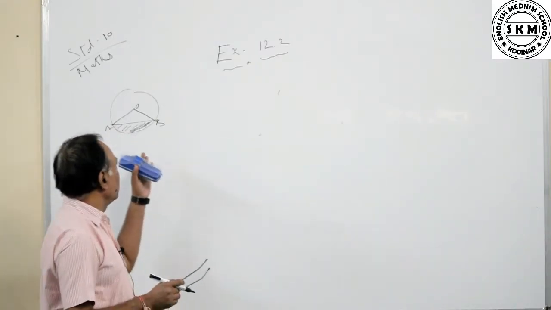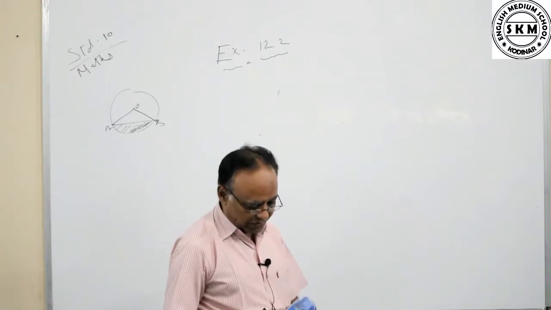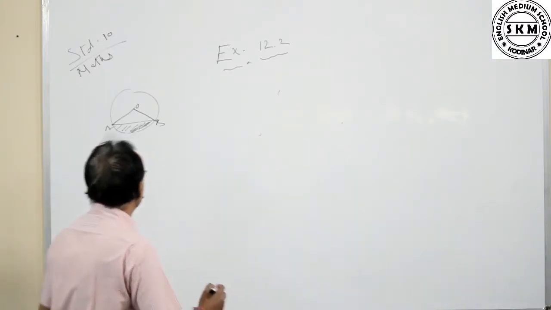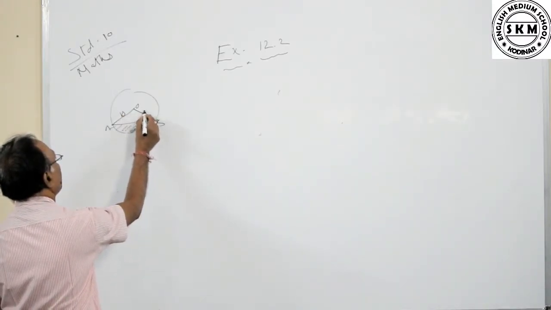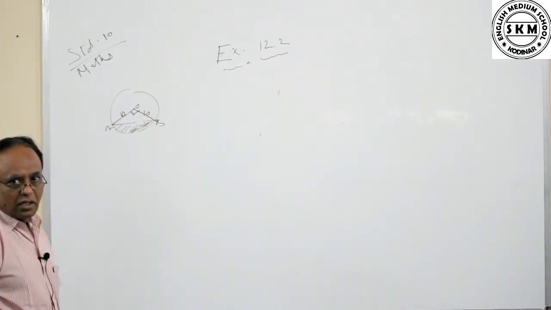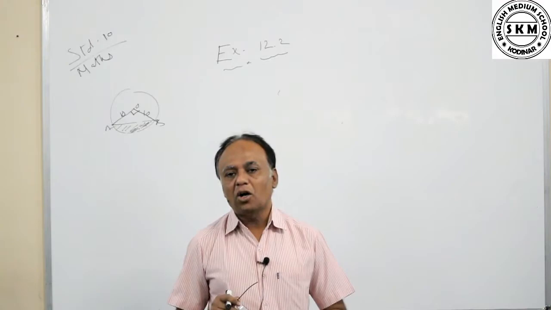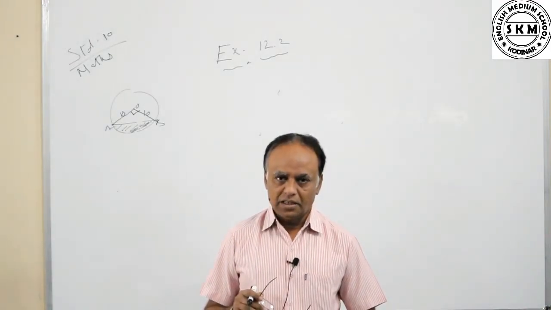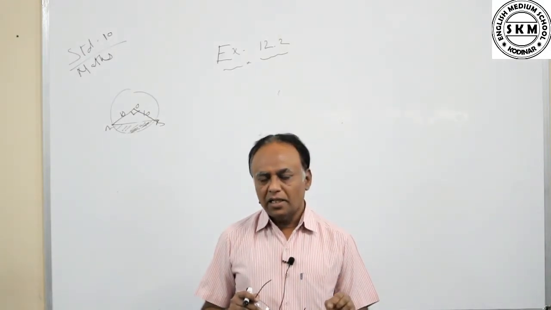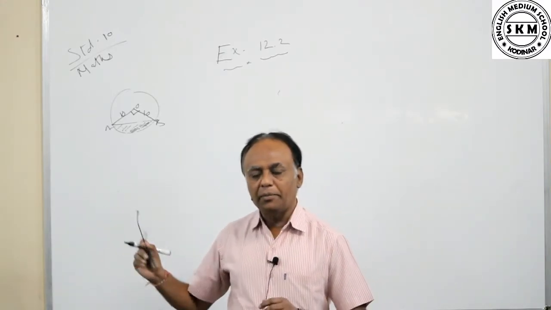Already I highlighted the minor or major segment. Here we want to find the minor segment. The radius here is given as 10 centimeters, so this is 10 and this is also 10, and it is a right angle triangle. Now, the formula I have also discussed: area of the minor segment is equal to area of the sector minus area of the triangle OAB.